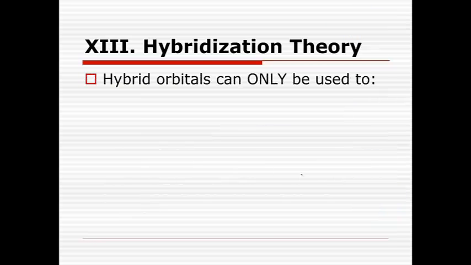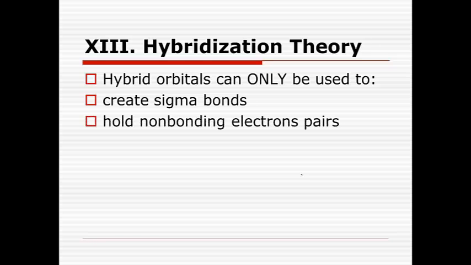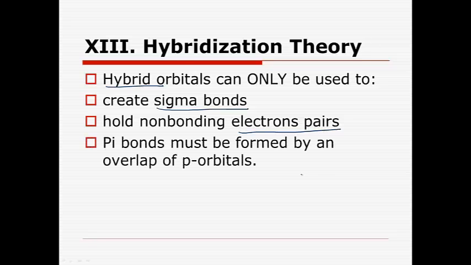Now, the hybrid orbitals can only be used to create a sigma bond or hold non-bonding electron pairs. That's why when you're trying to figure out the hybridization, you count the single bonds, which are sigma bonds, and you count the non-bonding electron pairs. Pi bonds have to be formed by an overlap of p orbitals. So each atom that is bonding has to have at least one p orbital that did not hybridize.